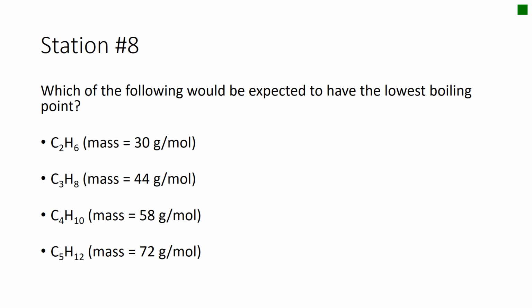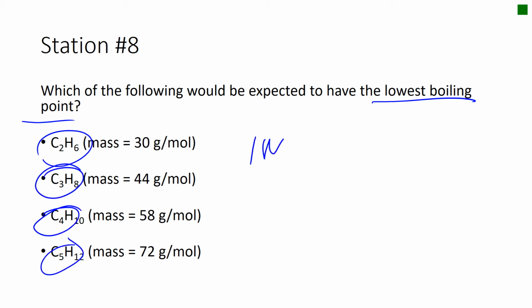Station eight, which of the following would be expected to have the lowest boiling point? I look at all of these and notice that their IMF is all London dispersion. So what am I going to have to do? Once again, if it's London dispersion, you're going to reference your masses. The lower the mass, the lower the boiling point.